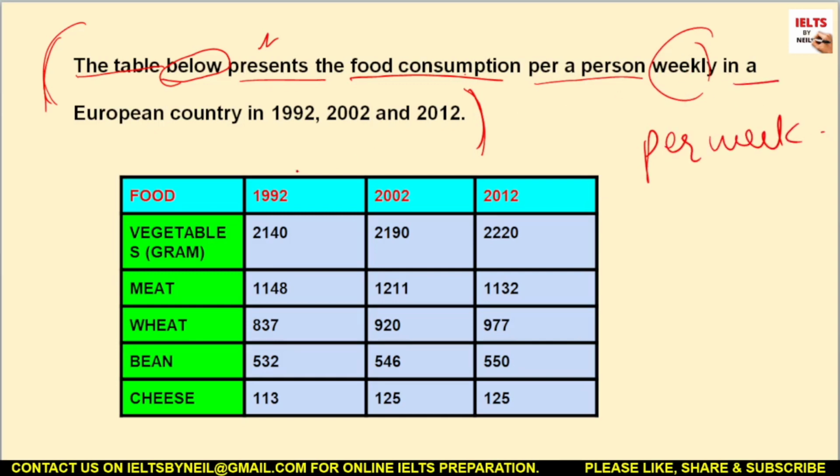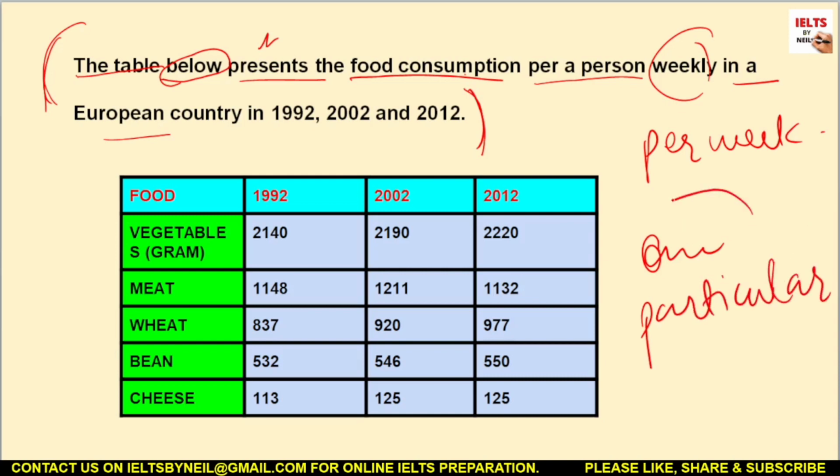All right, in a European country, you can say in one European country or in a particular European country. So whatever you want to say, you can choose one of these, and the years will be the same. All right, so let's see how the introduction will look for this one.